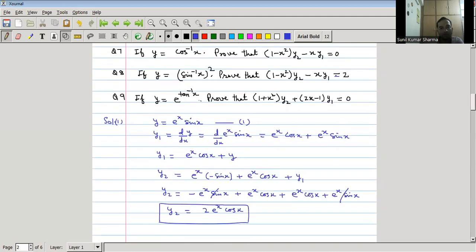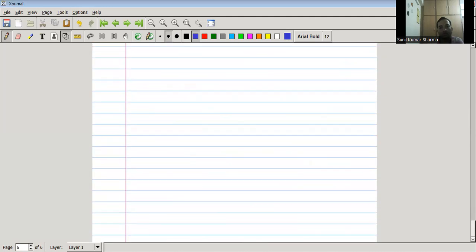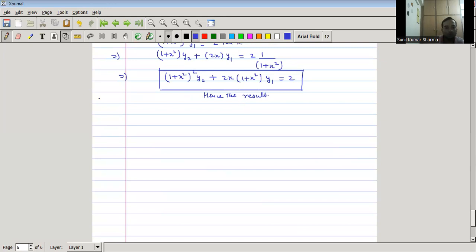So question number 7, y equal to cos inverse x. We have to prove that (1 minus x square) y2 minus x y1 equal to 0. So solution of 7, y is equal to cos inverse x. So what is y1? Minus 1 upon under root 1 minus x square. So cross multiply, under root (1 minus x square) into y1, that is equal to minus 1.